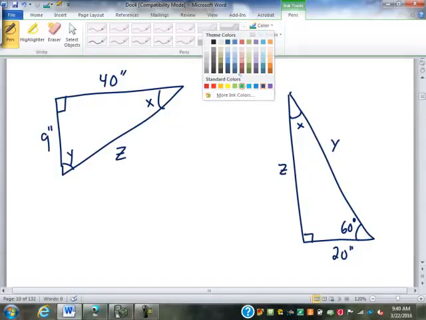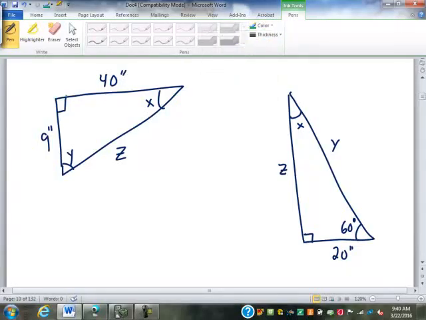Okay, so for our first example here, we have our right angle. This, of course, would be the hypotenuse. The legs, of course, depend on which angle we're looking at. First thing I would find is side Z. How would I find it?